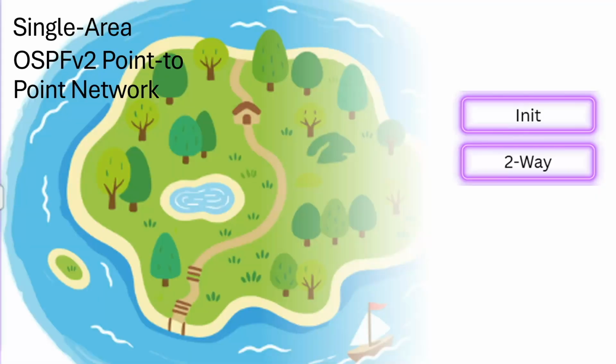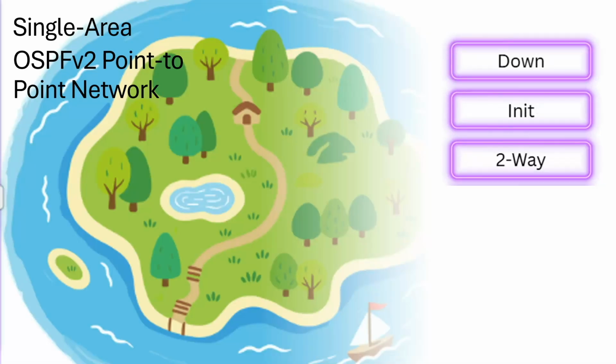For everyone else who watched the previous OSPF video, here we are back in our simple OSPF island using a point-to-point network. When we last left our island, our routers had begun exchanging hello packets. To review, we discussed two OSPF phases, init and two-way. There is one more phase that comes before these two, and it is down. The down state simply means no hello packets have been exchanged yet.